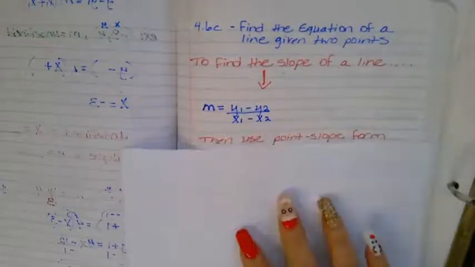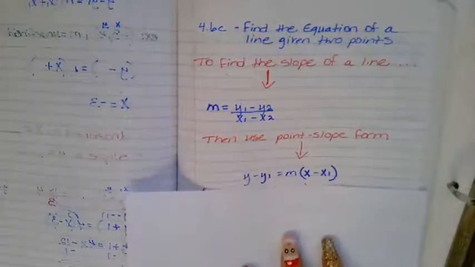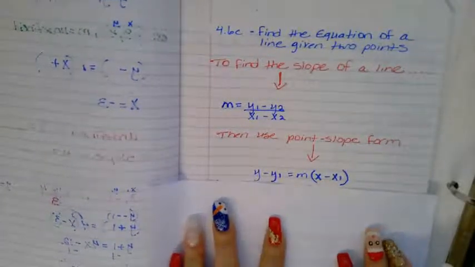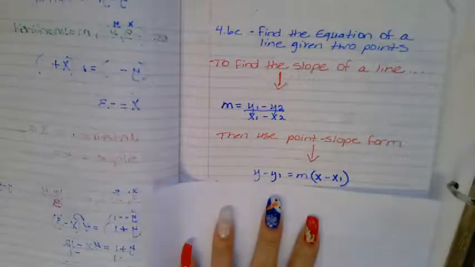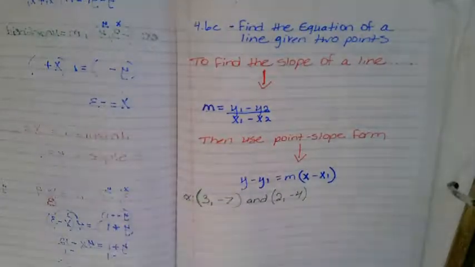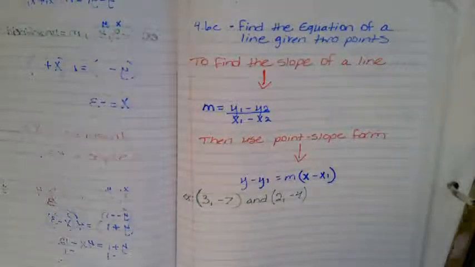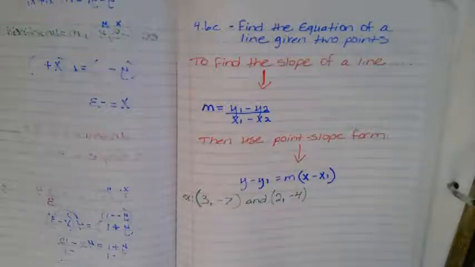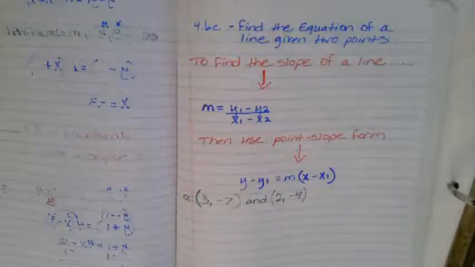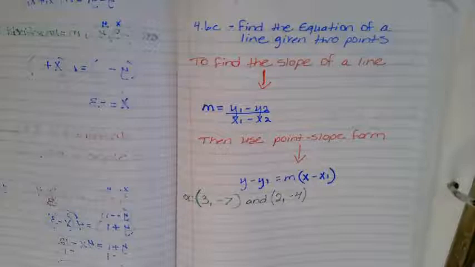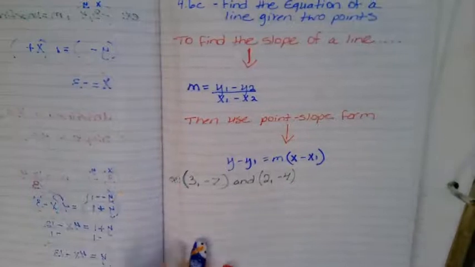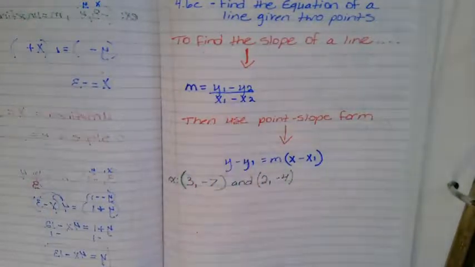After we find the slope, our second step is to use the point slope form, which Juliana just put in the chat, to find the equation of the line. Let's look at 3 and -7, and then the 2 and the -4. Those are the two ordered pairs they're giving us. So our first step would be using this formula, right?